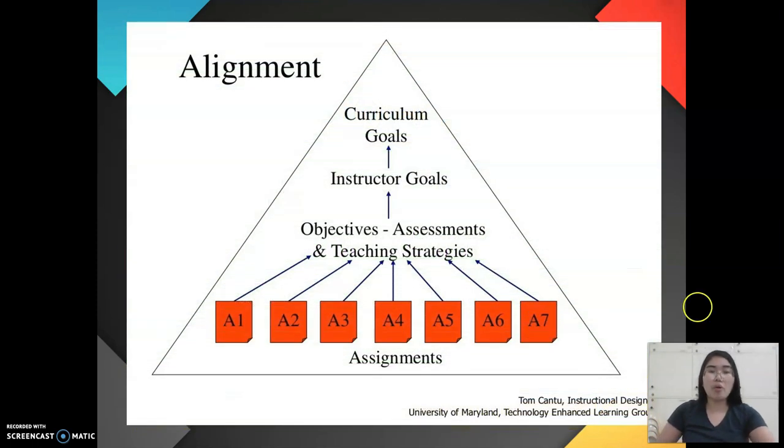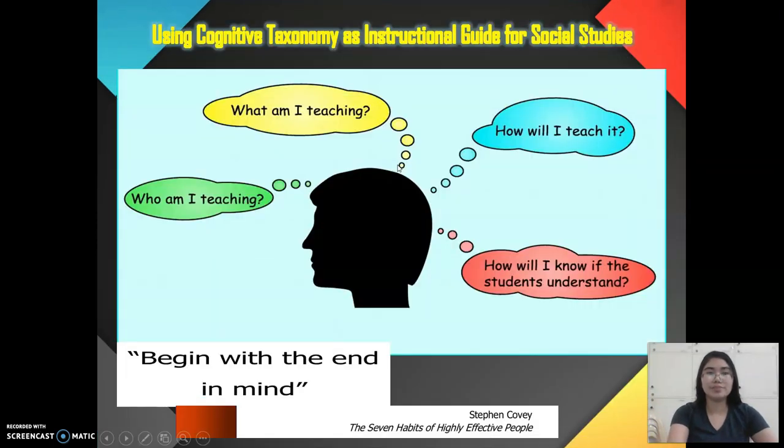Okay? So, of course, in teaching social studies, there should be alignment. If you as an educator in social studies have different activities and different materials that you are going to use, your assignments and those activities must be aligned with your teaching strategies and of course with the assessments and objectives you crafted. Those should be aligned also with the instructional goals you have and eventually to the curriculum, specifically our curriculum in social studies.